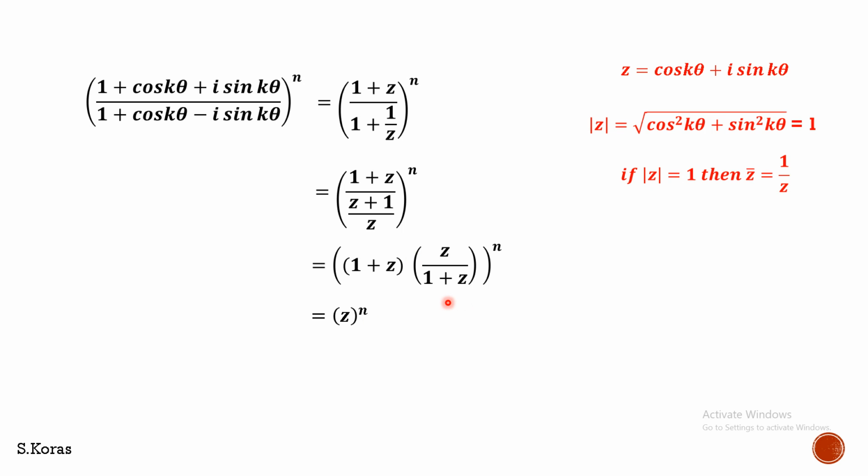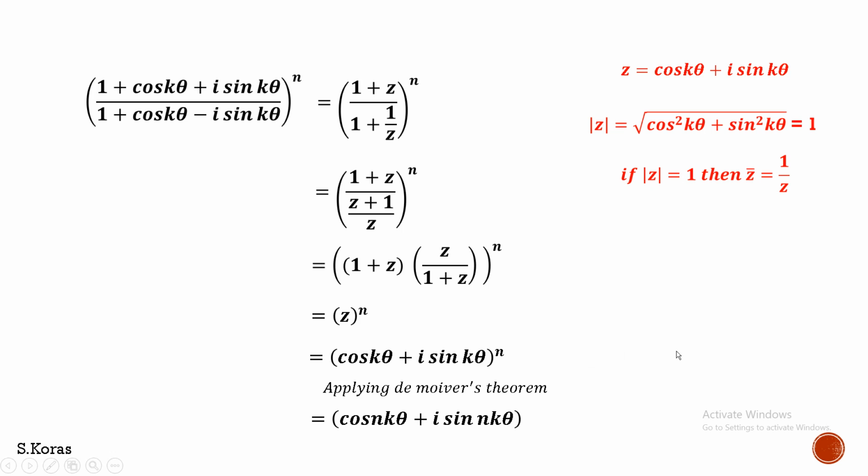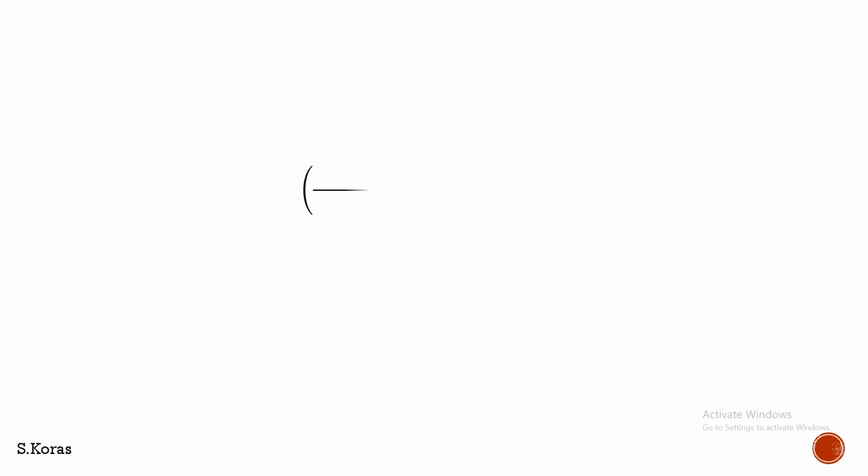Now again, let us replace this z by cos k theta plus i sin k theta. So our answer will be cos k theta plus i sin k theta the whole power n. Now we can apply De Moivre's theorem very easily because both the angles are equal to one another, and in the real part we have cos and in the imaginary part we have sine. If we apply De Moivre's theorem we'll get the answer as cos n k theta plus i sin n k theta. This is the result. Right. The same way we can simplify this type of problem also.